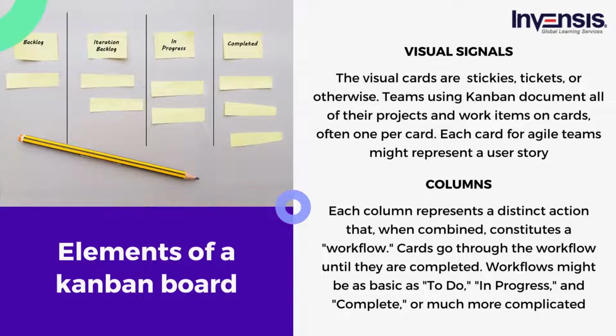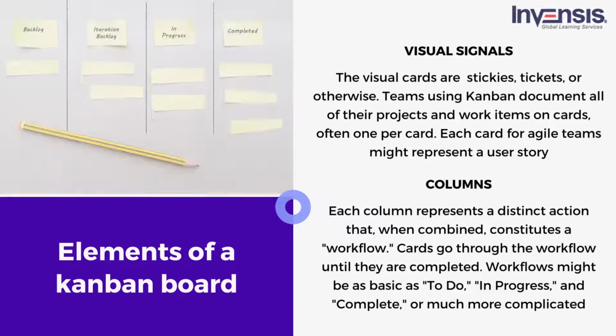Second, columns. The columns are another unique characteristic of the Kanban board. Each column represents a distinct action that, when combined, constitutes a workflow. Cards go through the workflow until they are completed. Workflows might be as basic as to do, in progress, and complete, or they can be much more complicated.